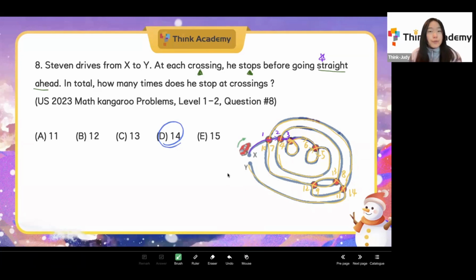So for this question, we cannot just go ahead. We need to understand what straight ahead means. That is, not turning around. Just follow the route as it is, not turning to the left side or the right side. So that's why for the same crossing, I might come across it more than one time. So when we do this question, we need to use our fingers to track our route and find the answer. It is 14.